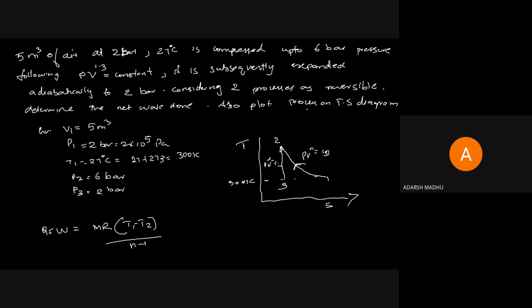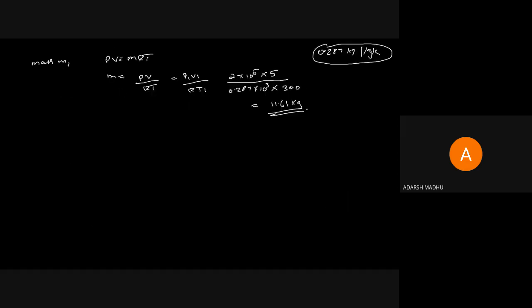T1 is given. R is given. m is given. T2 is not given, right? So you want to find the value of T2 here. To find the value of T2, we know the equation, that is the relation between temperature, pressure and volume, the TVP relation. We derived it earlier. For polytropic it is raised to n, for adiabatic it becomes gamma. We put it in a box: the pressure, volume, temperature relation.